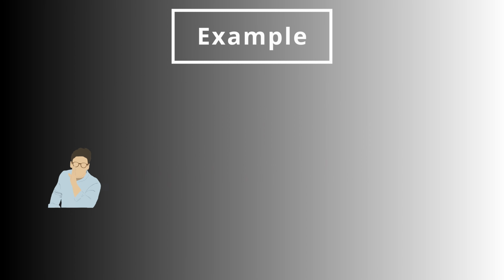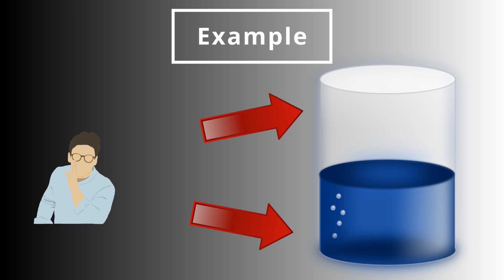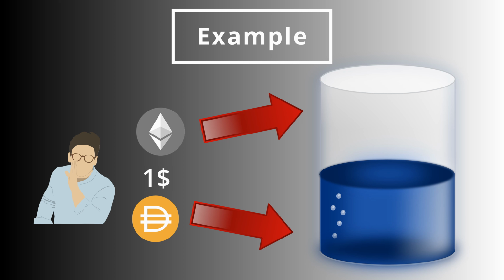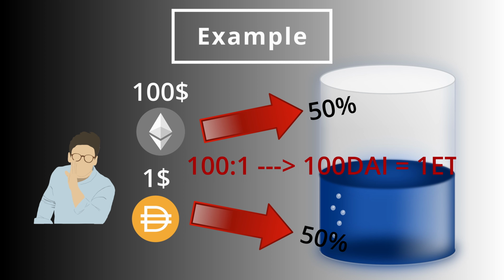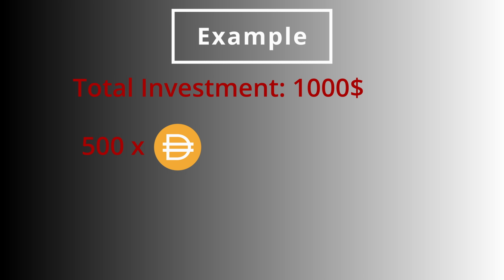You decide to provide liquidity in a DAI-Ethereum pool. DAI is a stablecoin pegged to the US dollar, so one DAI is always worth $1. In our example, ETH has an initial price of $100, so we have to provide 100 DAI for each Ethereum. We will invest $1k total, so we have to provide to the pool 500 DAI and 5 ETH.